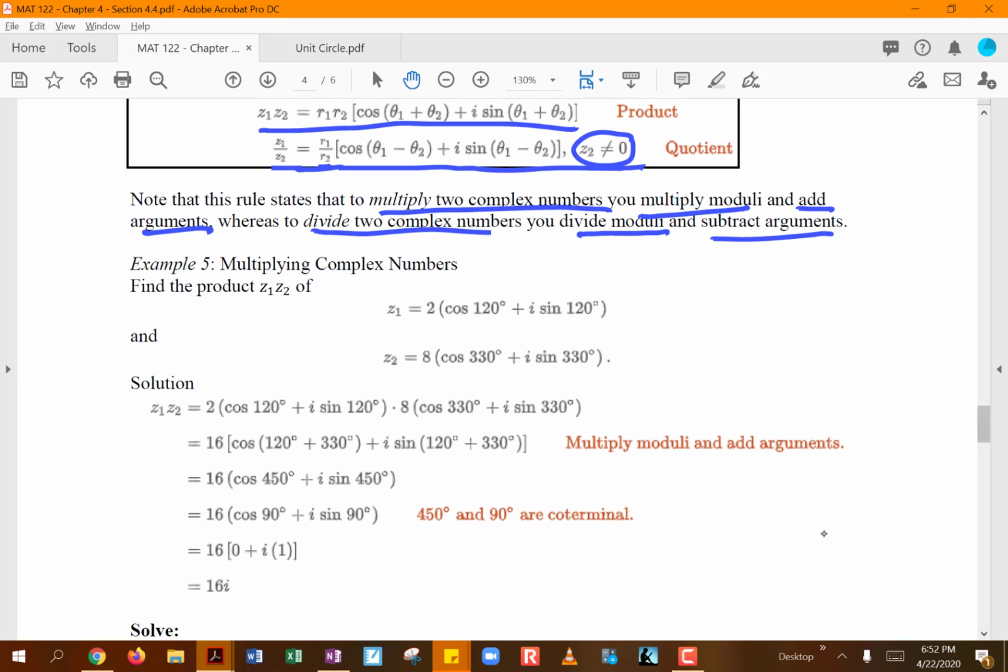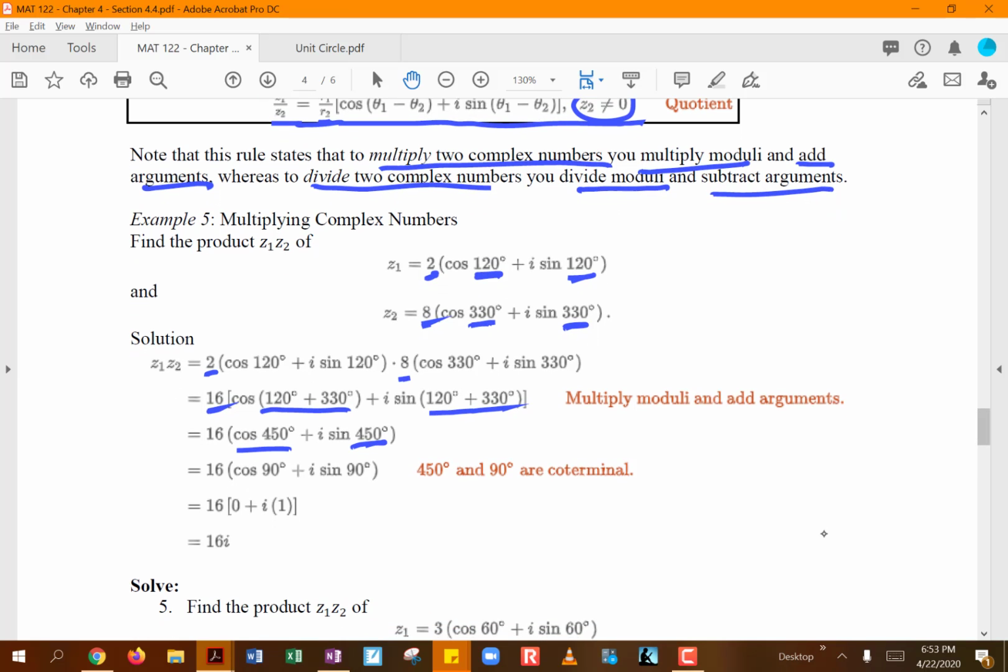We are given Z1 as 2 times cosine of 120 degrees plus I sine 120 degrees. Z2 is defined as 8 times cosine of 330 degrees plus I sine 330 degrees, right? So this is multiplication. So we'll multiply 2 times 8, which will end up giving us 16. And then we'll add cosine of 120 plus 330 degrees, which will of course end up giving us cosine of 450, same thing. Sine, you add 120 plus 330 degrees, which will end up giving you sine of 450 degrees.